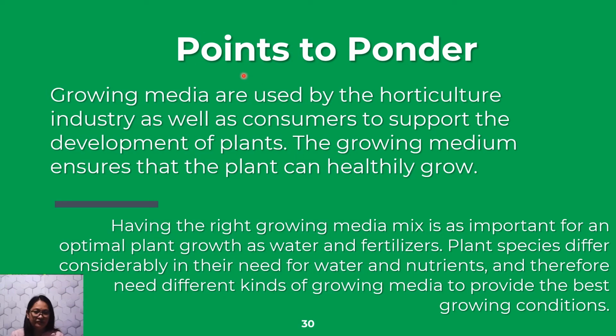Points to ponder. Growing media are used by the horticulture industry as well as consumers to support the development of plants. The growing medium ensures that the plant can healthily grow. Having the right growing media mix is as important for optimal plant growth as water and fertilizers. Plant species differ considerably in their need for water and nutrients, and therefore need different kinds of growing media to provide the best growing conditions.